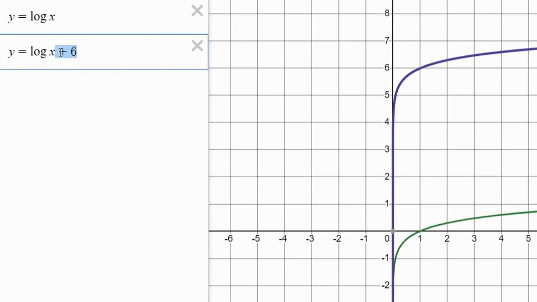If we subtract a number, let's do minus 3. Shifts it down. Now it's down here at (1, -3) instead of at (1, 0). We shifted it down 3. The graph looks exactly the same. We've just moved it up or down, depending on whether this is plus or minus. Translations work exactly the same.